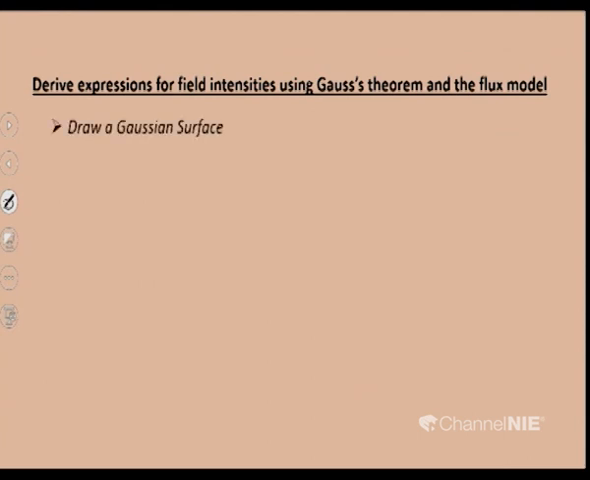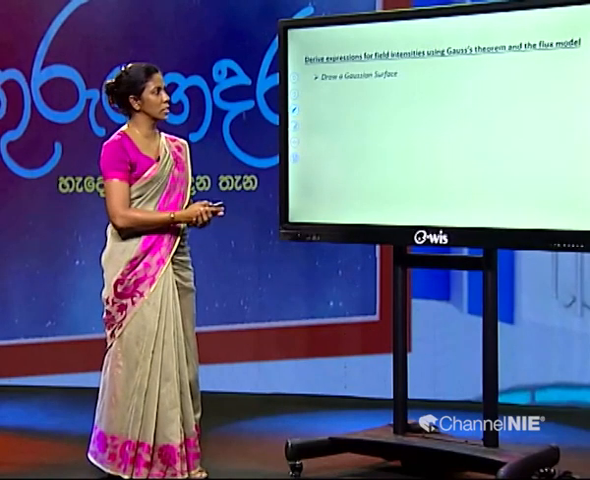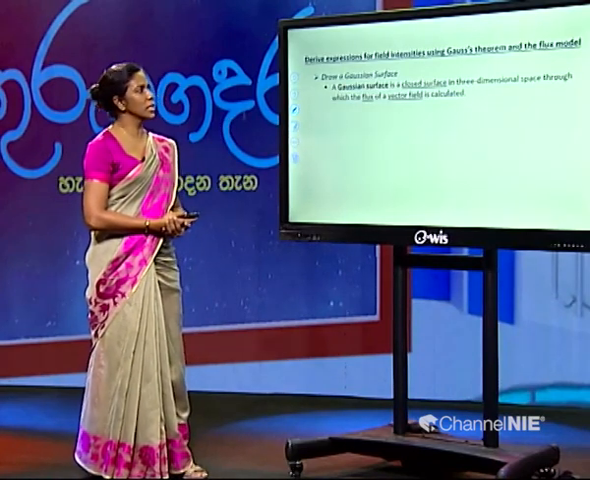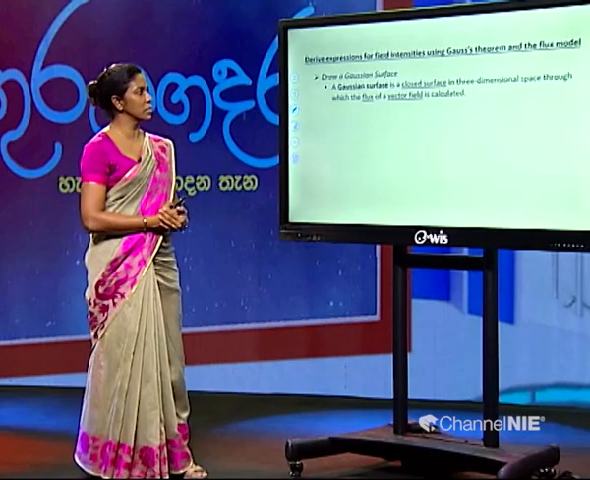The first step is we have to draw a Gaussian surface. We were talking about surfaces drawn. The word Gaussian surface comes from the idea of the surface that we draw to use Gauss's theorem. So, we say there are 3 points that we have to consider when drawing Gaussian surfaces.